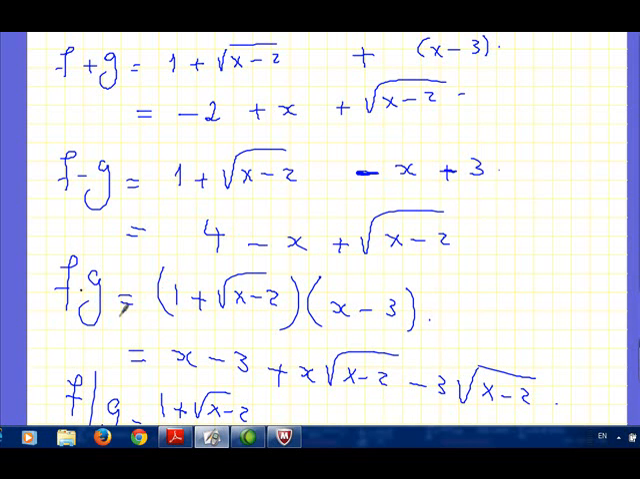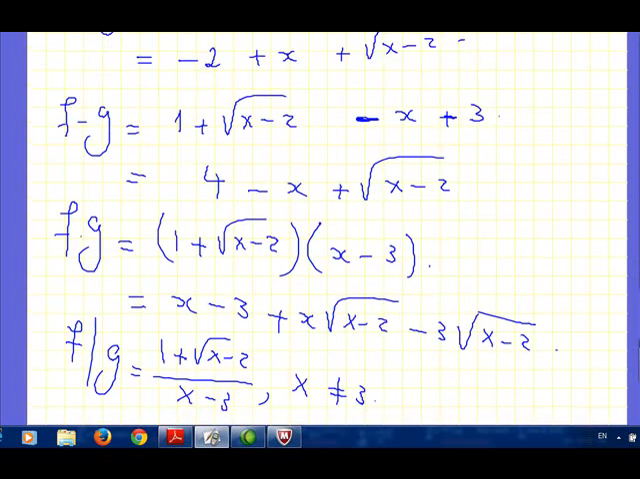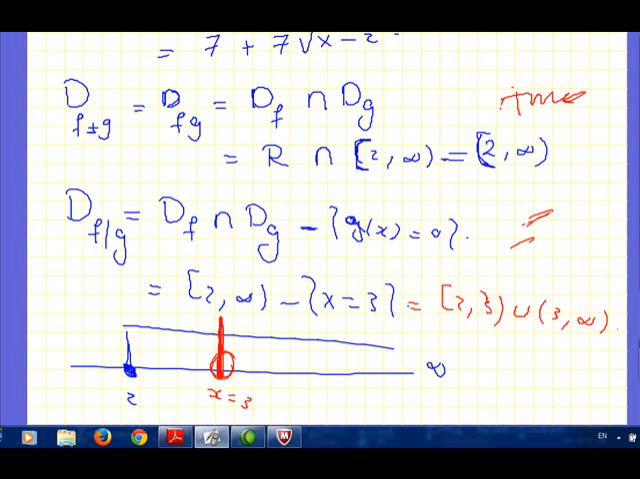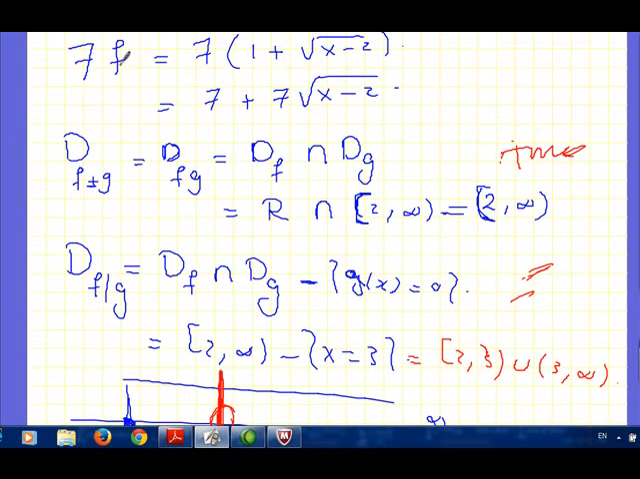We can also multiply the two functions: 1 plus root x minus 2 will be multiplied by x minus 3. We can expand and multiply. Also, we can divide f over g with the condition that g, the denominator, shouldn't be equal to 0. For this reason, x will be any value except 3. Now we can multiply 7 by any function. 7 multiplied by f will be 7 multiplied by 1 plus root x minus 2, which is 7 plus 7 root x minus 2.